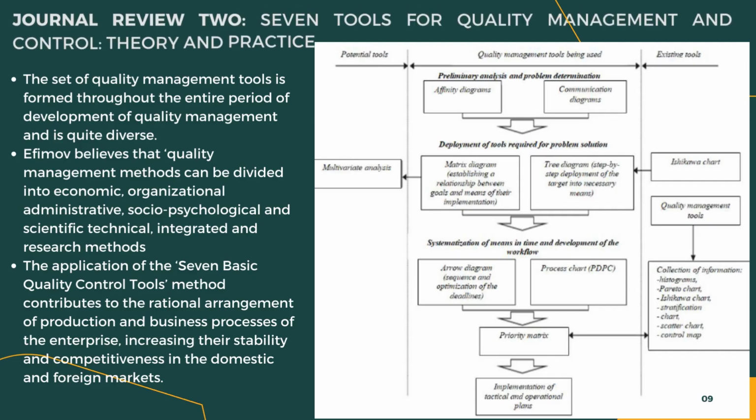Okay, now let's look at our second journal. This second journal is talking about the use of quality management in theory and then in practice. So the set of quality management tools is formed throughout the entire period of development of quality management and is quite diverse. Now, Efimov believes that quality management methods can be divided into economic, organizational, administrative, socio-psychological, scientific, technical, integrated, and research methods.